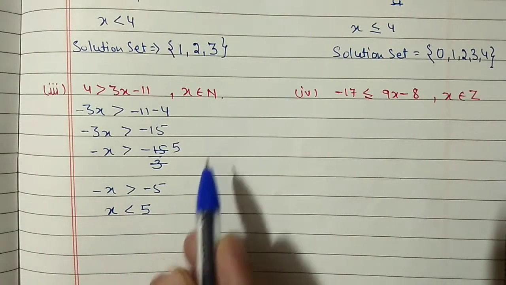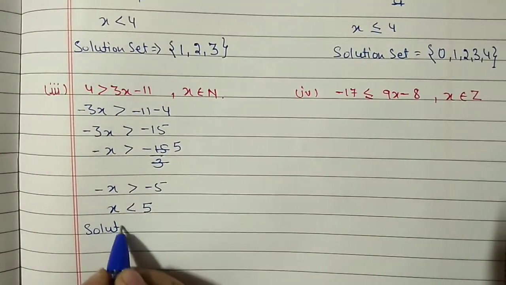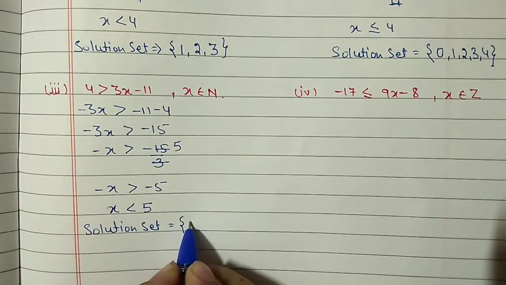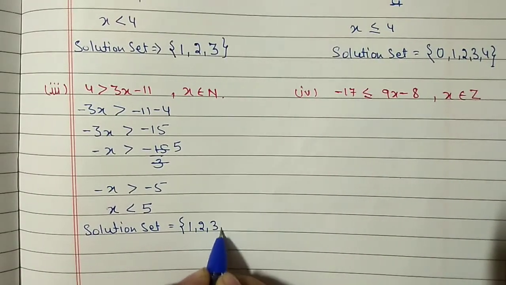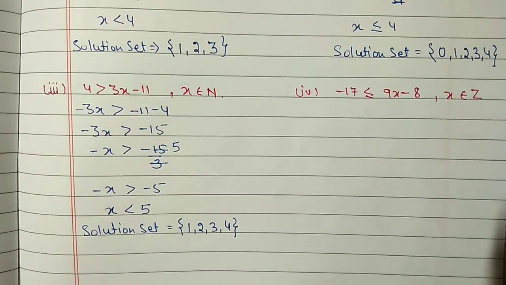x less than 5 and replacement set is natural number. We have to take natural number which are less than 5. So natural number start from 1, 2, 3 and 4. We have to take less than 5 means till 4 only we will take.